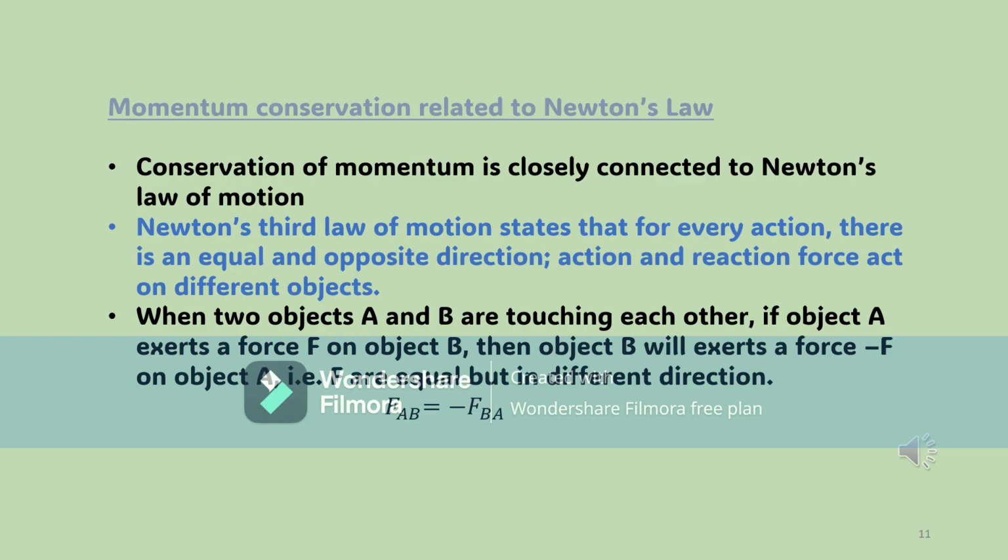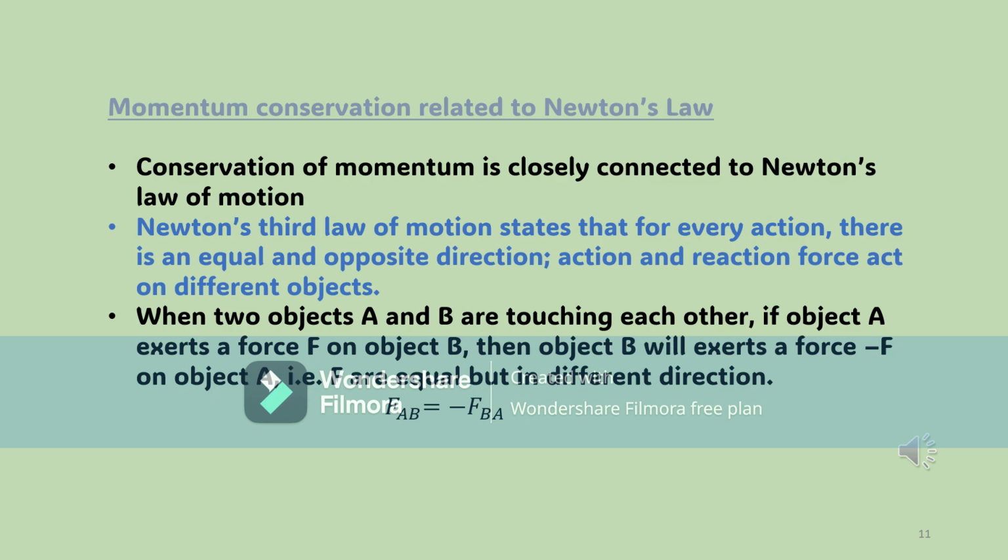Conservation of momentum is closely connected to Newton's laws of motion. Newton's third law of motion states that for every action, there is an equal and opposite reaction. Action and reaction forces act on different objects. When two objects A and B are touching each other, if object A exerts a force F on object B, then object B will exert a force negative F on object A. The forces are equal, but in different directions: F_AB equals negative F_BA.